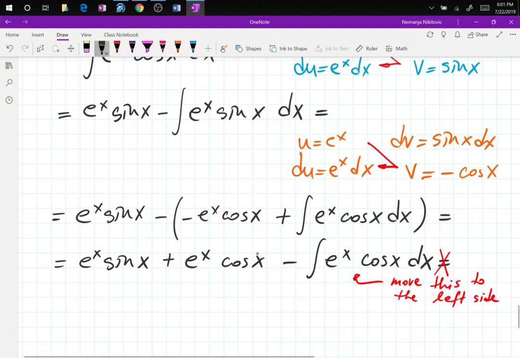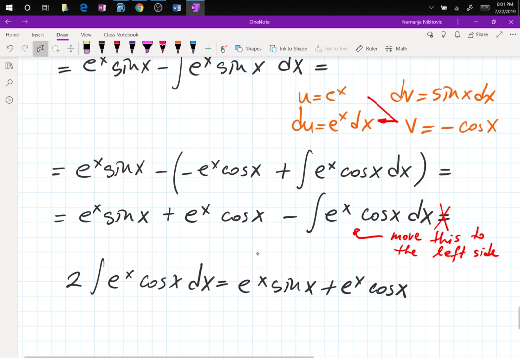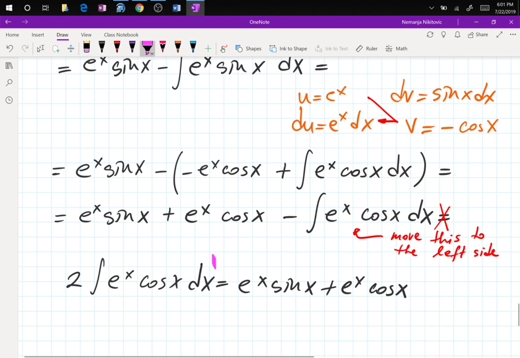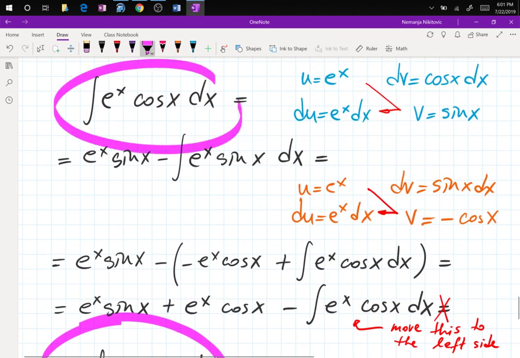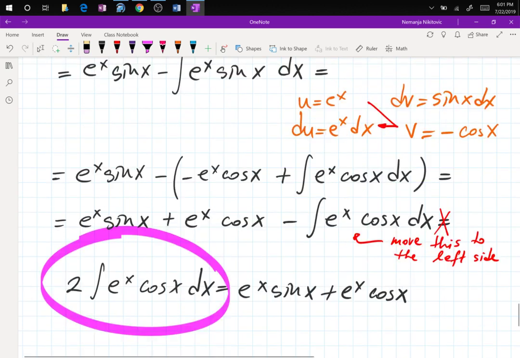So now you will have two of them. e to the x cosine x dx. Nice one. Go on. And then you have e to the x sine x plus e to the x cosine x. Well, now, a triplet. So now, what's the difference between this and this? What's the difference? There's a 2 in front, right? So you just need to get rid of that 2.